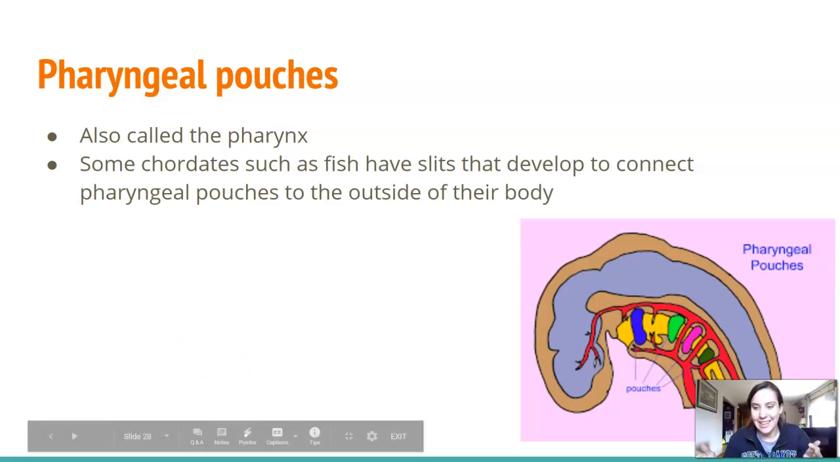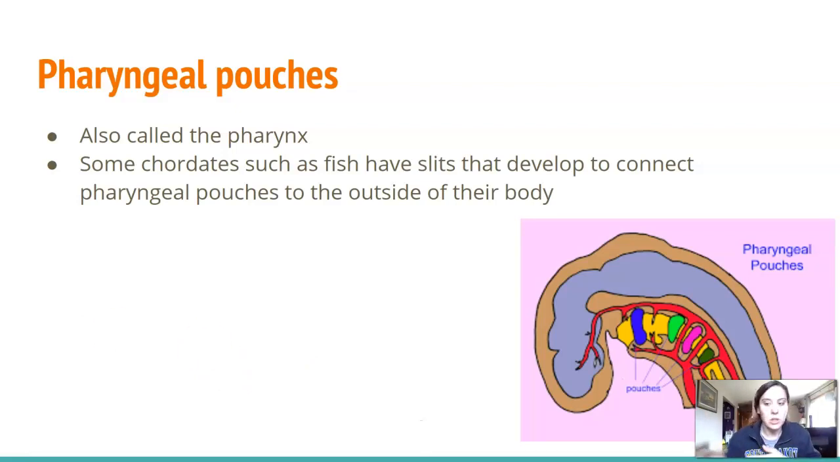In terrestrial animals, terrestrial meaning not in the water, land-living animals including mammals and birds, our pharyngeal slits and pouches are present during embryonic development. And these develop into the jaw and actually into the inner ear.